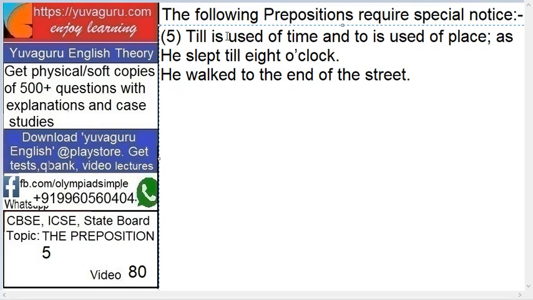Next, till is used for time. Till is used for time and to is used for place. When we are talking of place we use to. When we are talking of time we use till. Let's see. He slept till 8 o'clock. Right? Time. Now place. He walked to the end of the street, right? To the end of the street. We are talking of place over here, right?